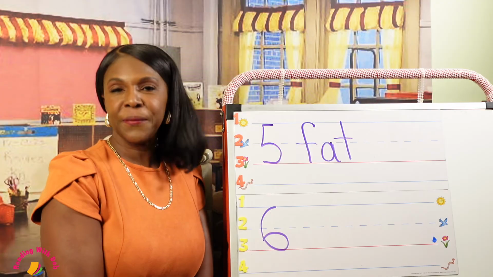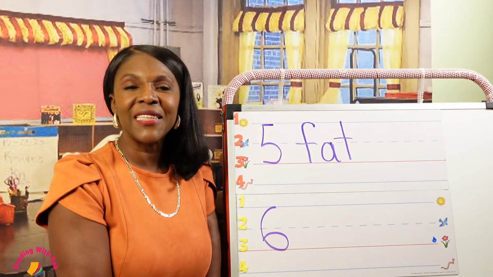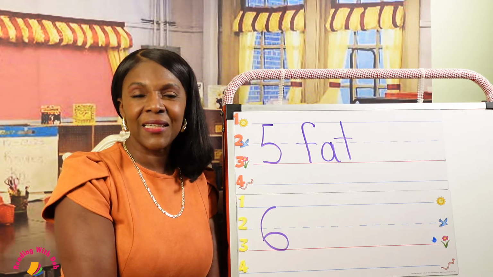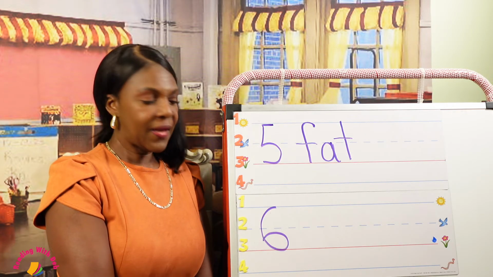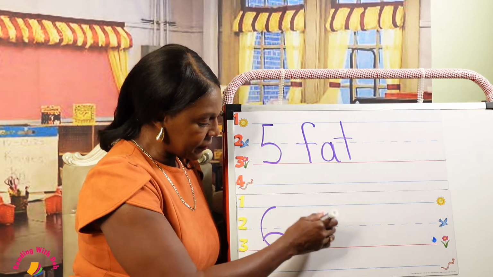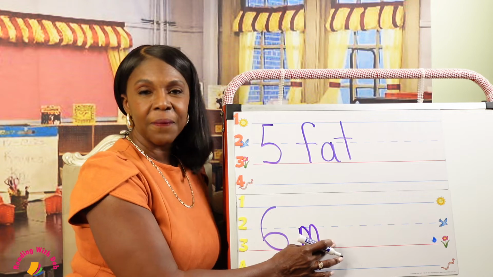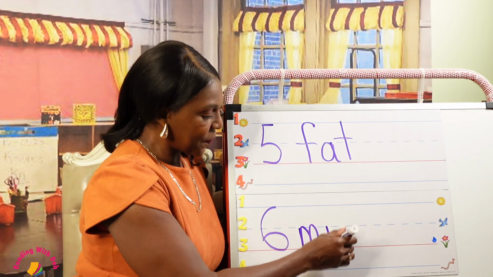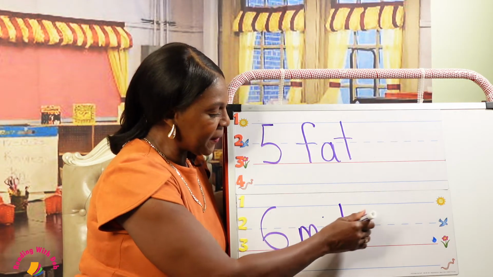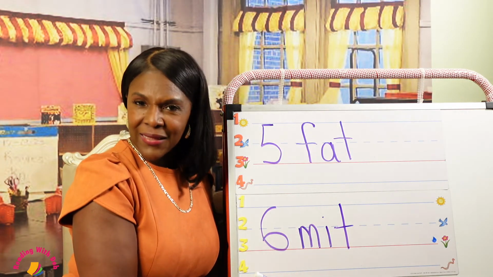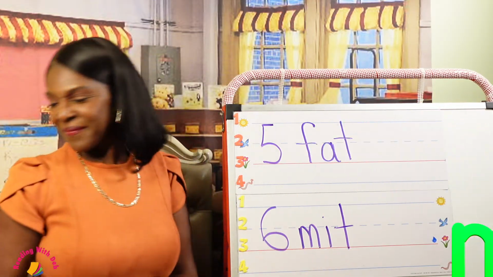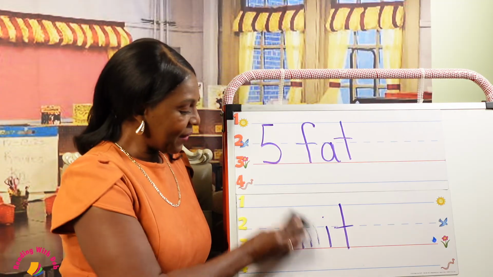Number 6. Mit. Mit. I hear, and we know that is M. Mit. That is I. Mit. That is T. How do we spell mit? M-I-T. Mit. Okay, let me know how you're doing.